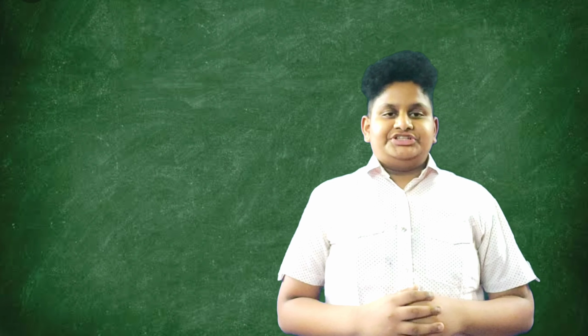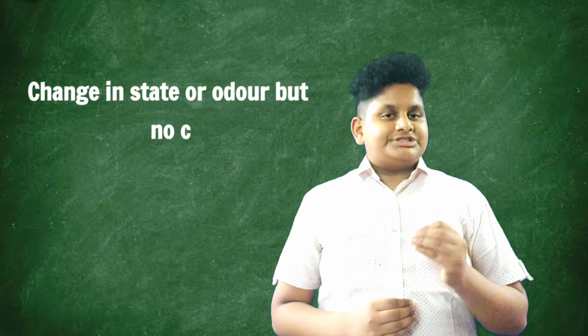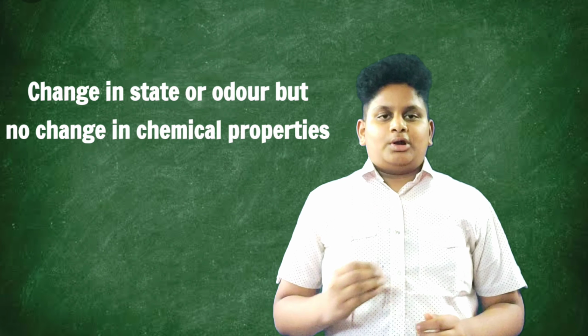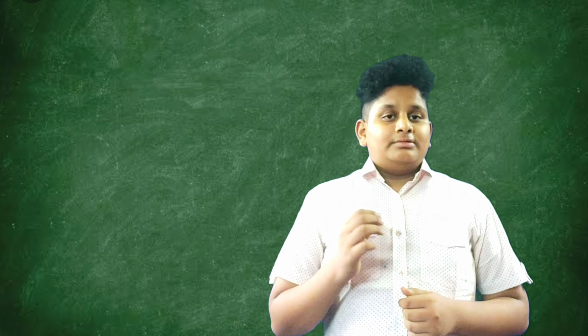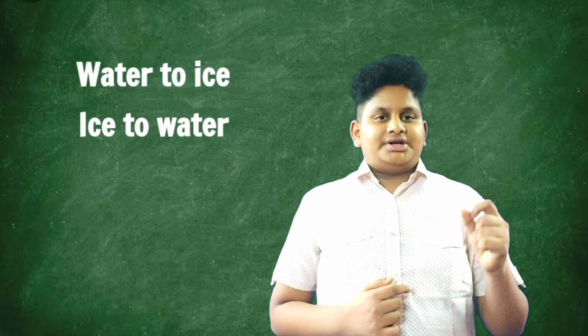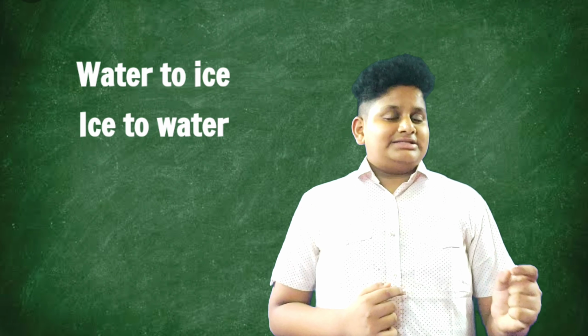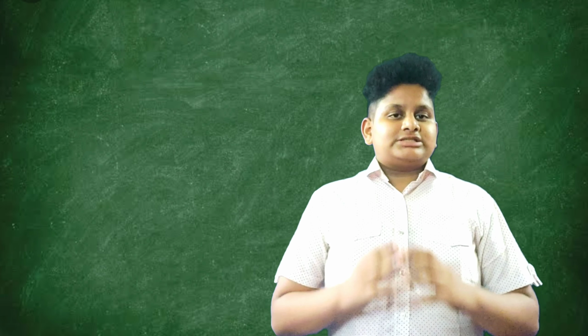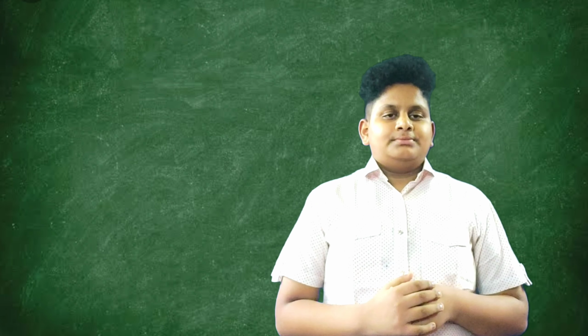What is a physical change? There may be a change in state or odor or smell, but there is no change in the property of the object. The best example is water being converted into ice and the ice again being converted into water. Now here are some examples for you on the screen.